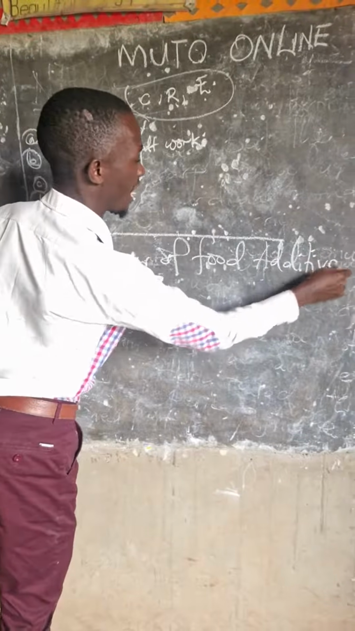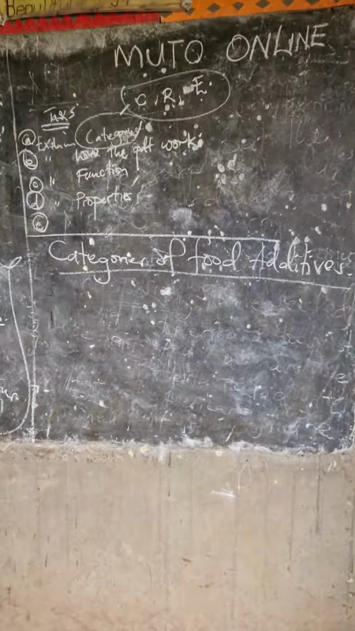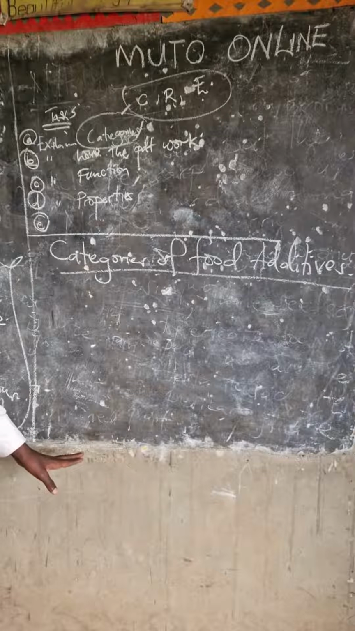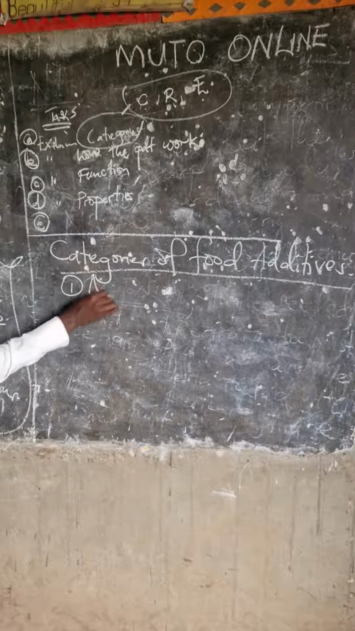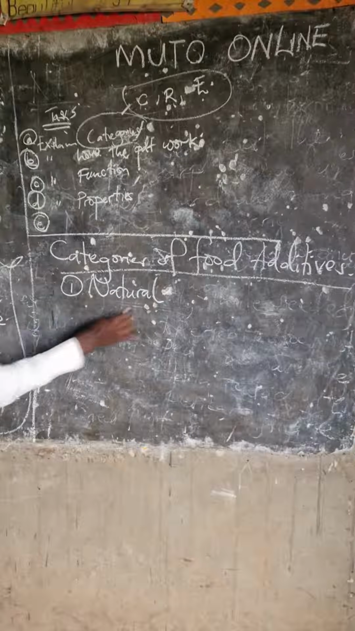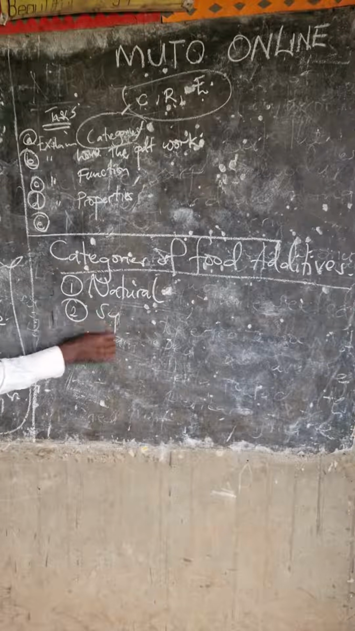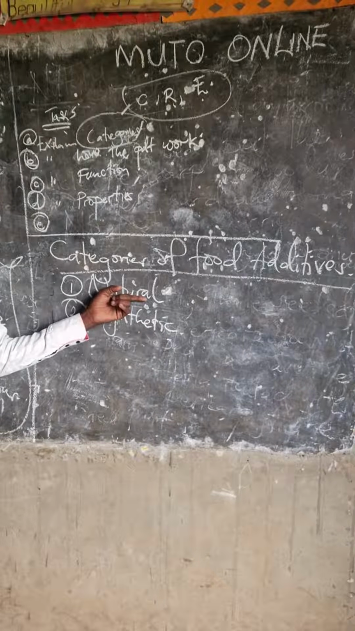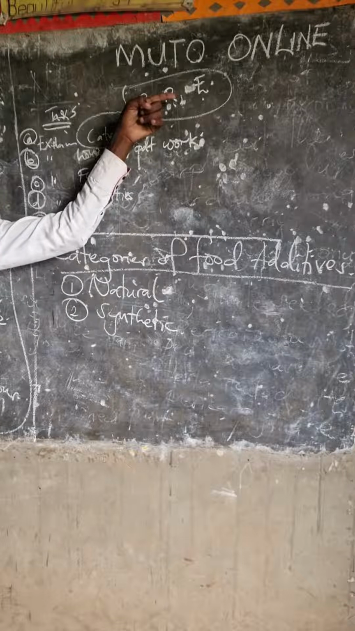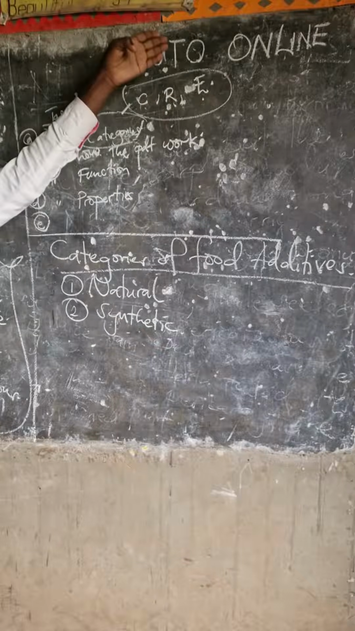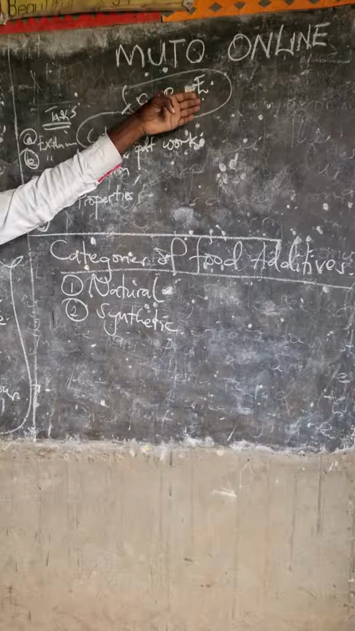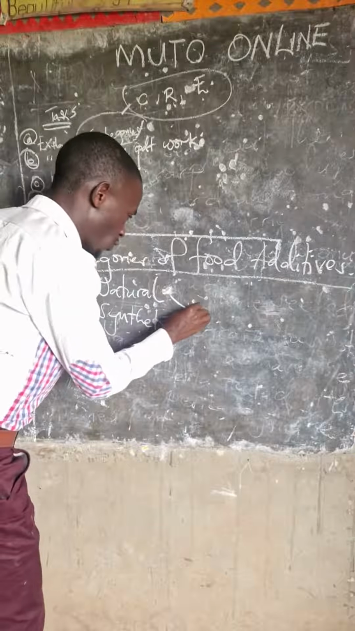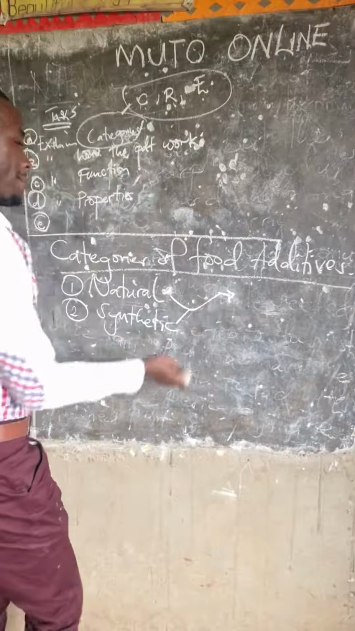They are of two major categories, and it is from these two major categories that the others are grouped. The food additives are either natural or synthetic. The other groups we are going to give are either natural or synthetic.